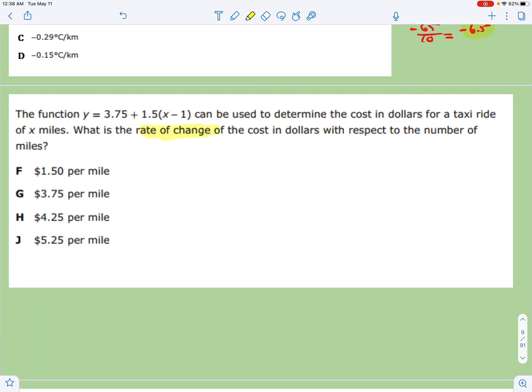And this one, rate of change, is what it's asking for. And you see that we're given this formula, which is closest to our point-slope form. Notice how in point-slope form, the slope is in front of the parentheses. So this number in front of the parentheses is the slope, which is 1.5. That's why F is the answer.